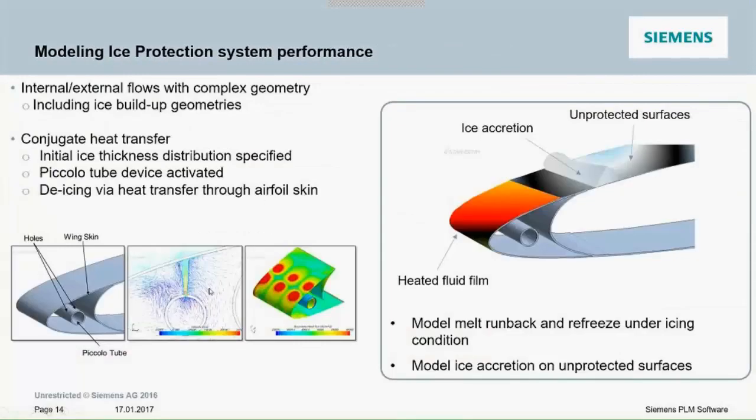Now, ice protection in this context, we're taking hot bleed air from the engine, and we're actually piping it through a series of piccolo tubes and using that to heat the skin surface of the wing, ultimately to avoid ice accretion. So in this case, we're looking at a relatively complex problem as we are having to look at the impingement of the supercooled droplets onto the leading edge of the wing, and we have to look at the conjugate heat transfer of the hot gases in the ice protection system and look at whether or not we have sufficient heating to avoid ice accretion.